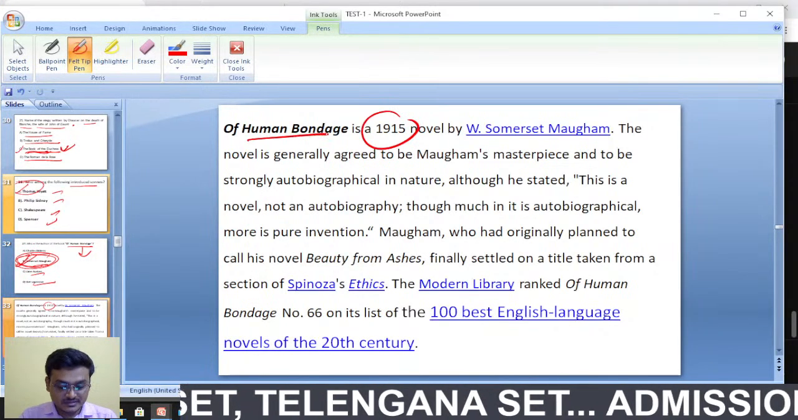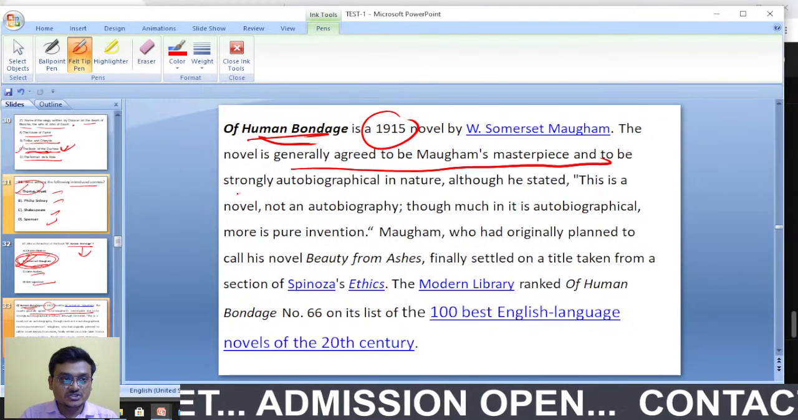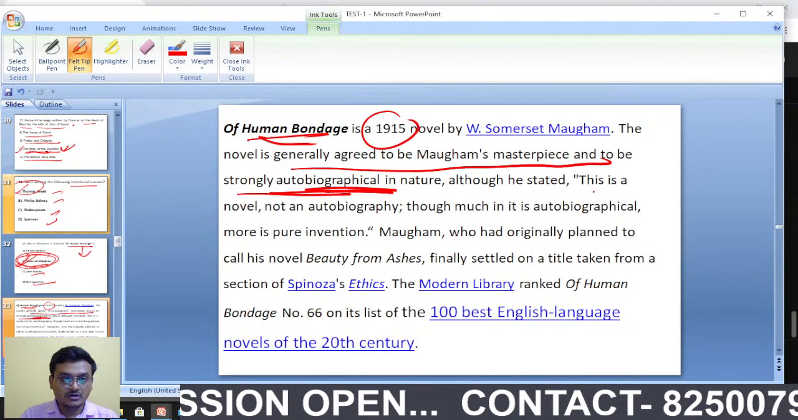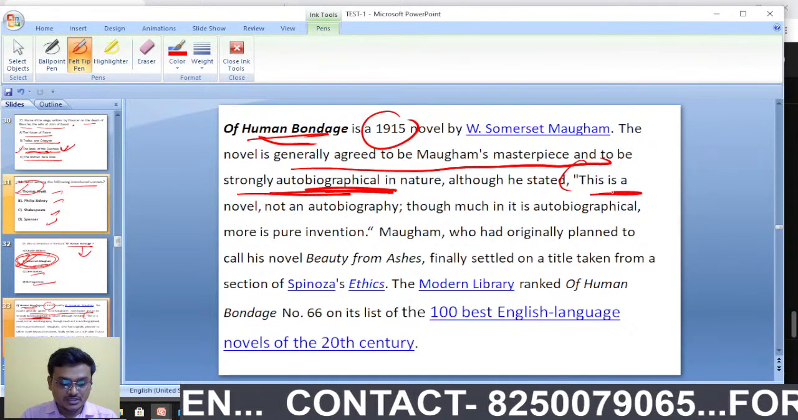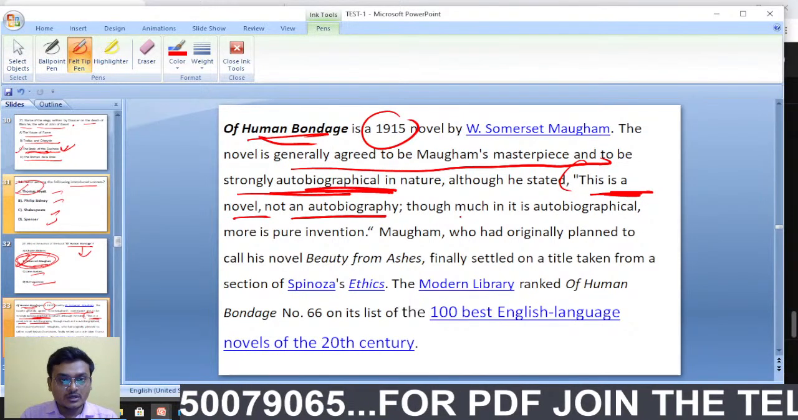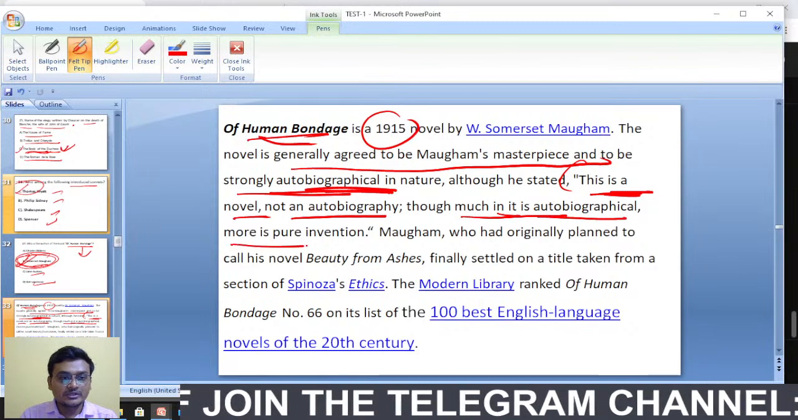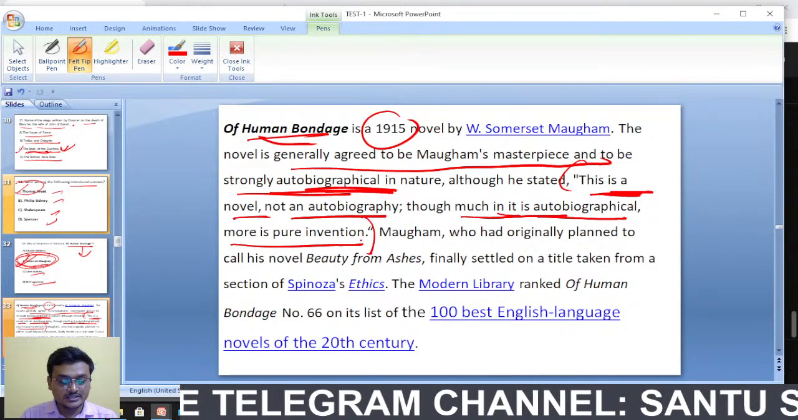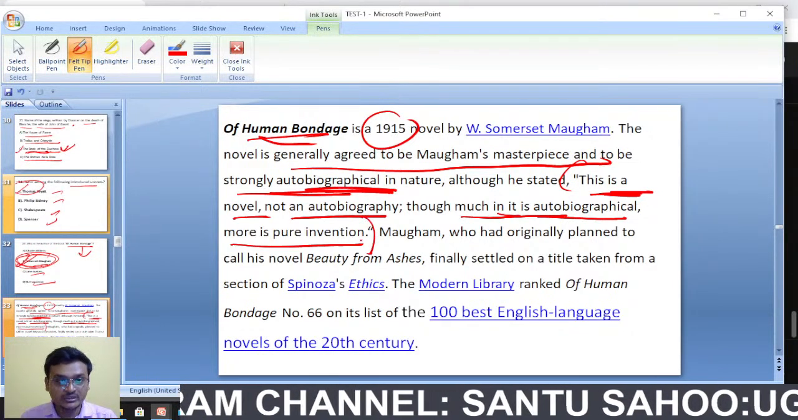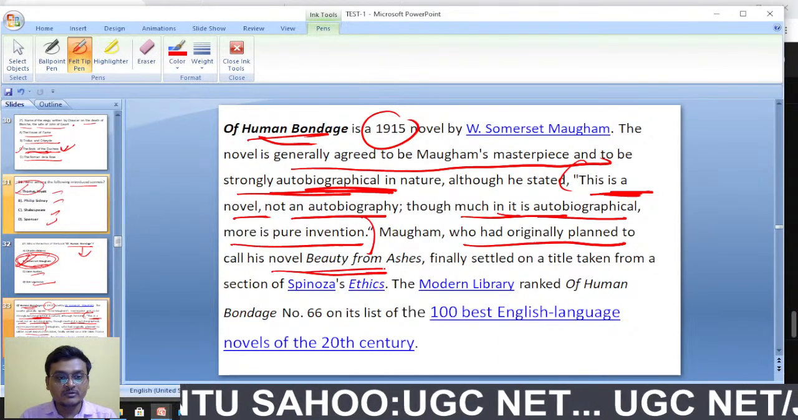1915 novel, William Somerset Maugham. The novel is generally agreed to be Maugham's masterpiece and to be strongly autobiographical in nature. Although he stated that this is a novel, not an autobiography, though much in it is autobiographical, more it's pure invention. He has talked about this novel Of Human Bondage by William Somerset Maugham, who had originally planned to call his novel Beauty from Ashes.